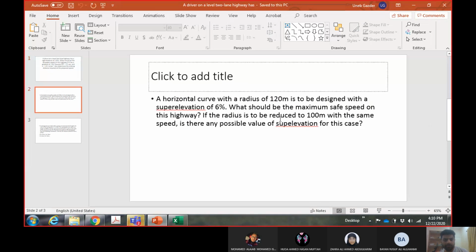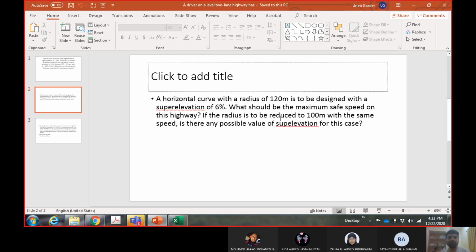Okay, we are still in the first quiz. You can see I made a lot of questions for the first quiz. So we have a radius of 120 meters. Superelevation is given. We have to find out the speed. Then the radius is to be reduced to 100 meters. So this was the first part: find out the speed. The second part is, if the radius is reduced to 100 meters and you keep the same speed, how much should the superelevation be, and can this value be applicable? Is this value practical?